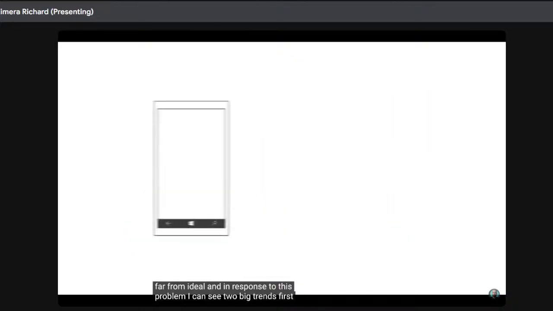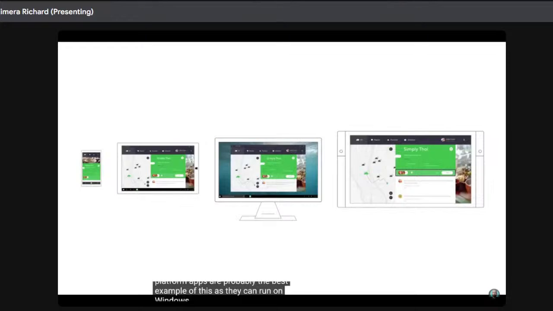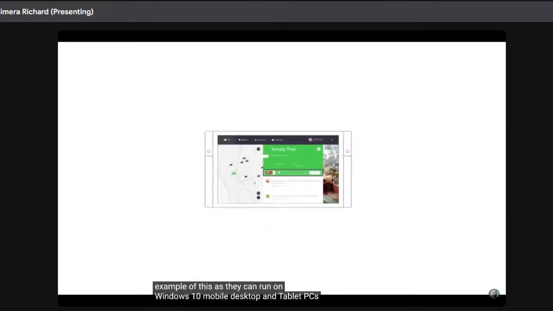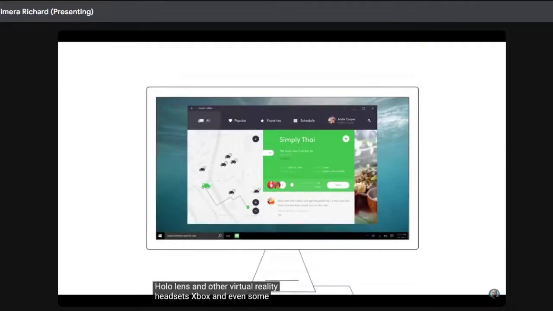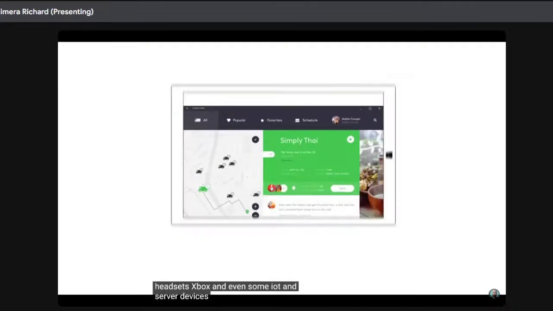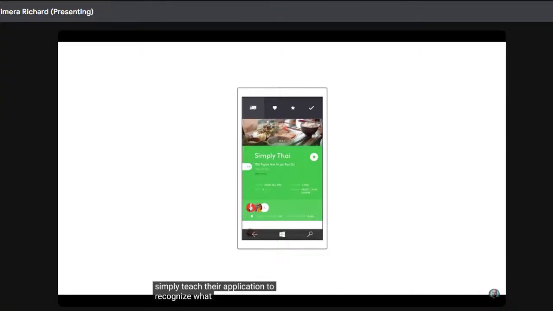First, the idea that the same app could run on multiple platforms and multiple device types. Microsoft's Universal Windows Platform apps are probably the best example of this, as they can run on Windows 10 Mobile, desktop and tablet PCs, HoloLens and other virtual reality headsets, Xbox, and even some IoT and server devices. Developers can simply teach their application to recognize what device they're running on and adjust their interface automatically.